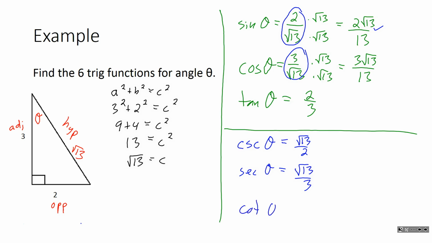And then the cotangent is just the reciprocal of the tangent. 2/3 becomes 3/2. Hope you found that helpful.